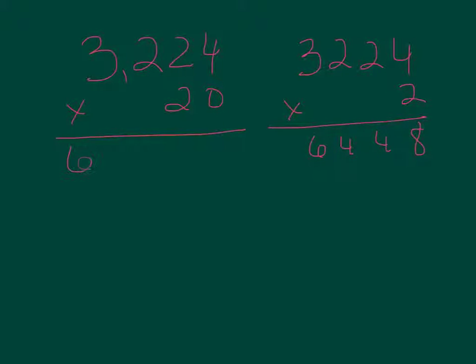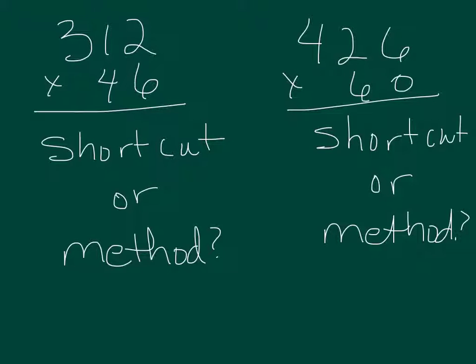So it'll be 64,480. Now I have some questions for you. I want you to look at the problems I have written here. Now, on this problem right here, 312 times 46. Can you use the shortcut for the 0? Or do you need to use a method like lattice or big zero or one of those?